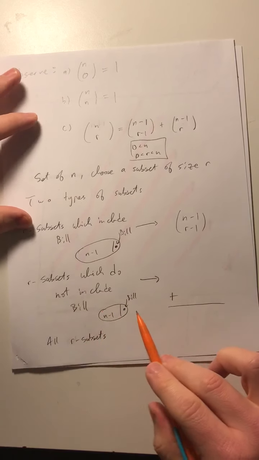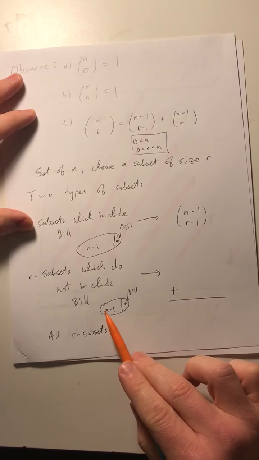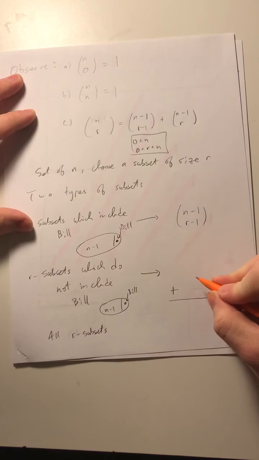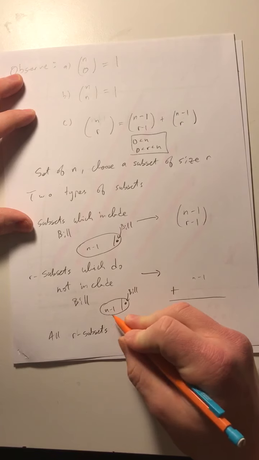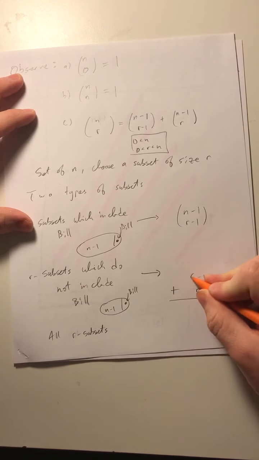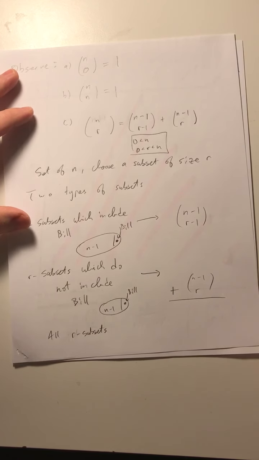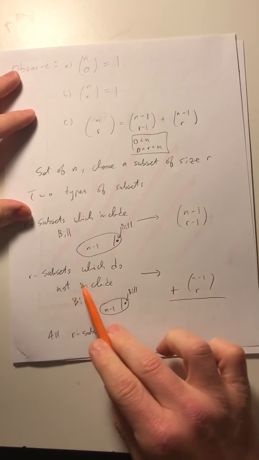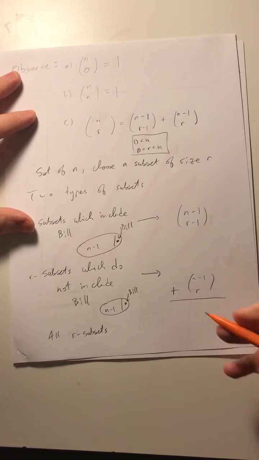Well, if I'm not including Bill, then I'm going to choose all R of my people from the other N minus 1. So I'm not choosing Bill. That means I have N minus 1 other people to choose from. And there are this many ways for me to choose that. Okay? So, subsets which include Bill is this many. Subsets which do not include Bill is this many.